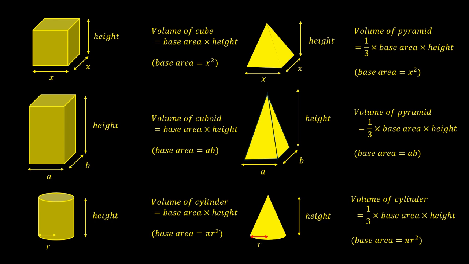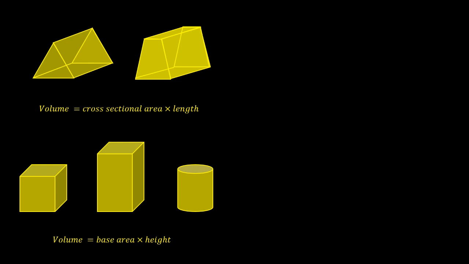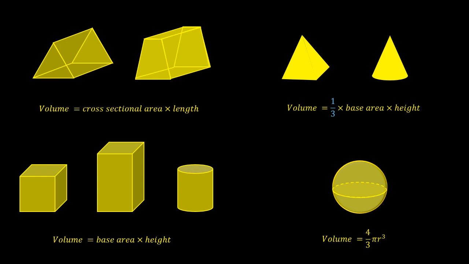To summarize, shapes like prisms use the formula, base area multiplied by height. Shapes like pyramids use the formula, 1/3 times base area, times height. Once you understand these two formulas, you'll be able to calculate the volume of nearly all major geometric shapes. The only additional formula you'll need to remember is the one for the volume of a sphere. Isn't it amazing how simple volume formulas can be?